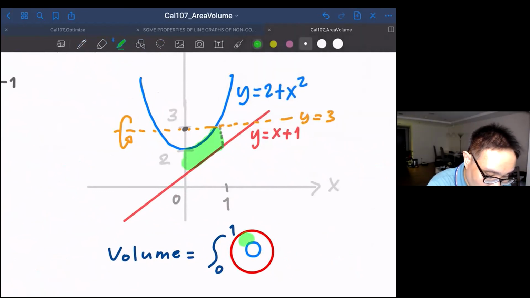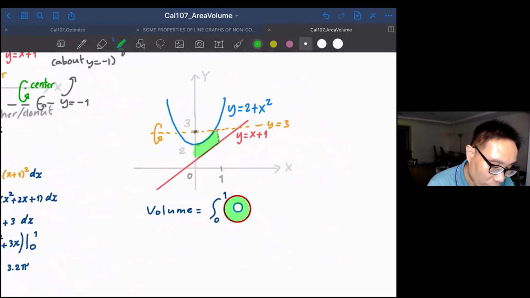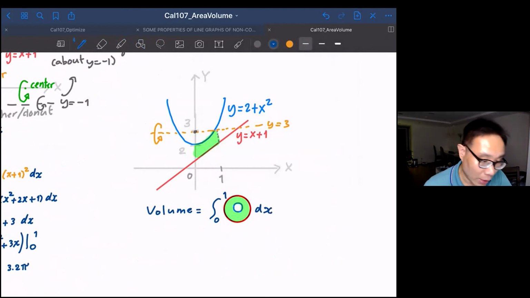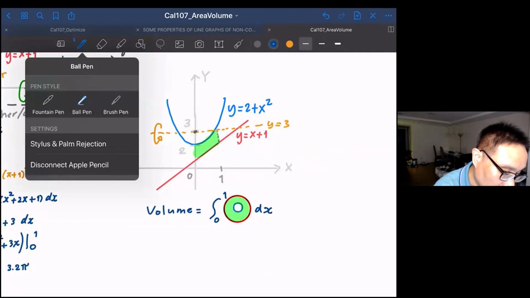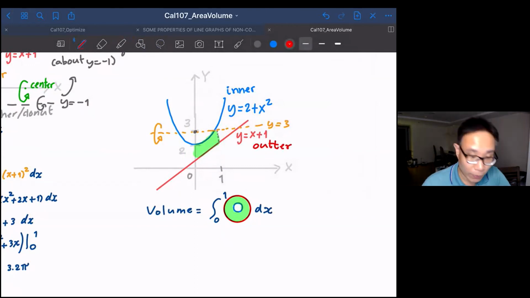So you draw this guy. Okay, and then what? Done. And you see that you're going to integrate this one, and it's going to be dx. You need the inner and the outer. So this one will be your inner, this one will be your outer. Okay, so this is how we obtain this one.